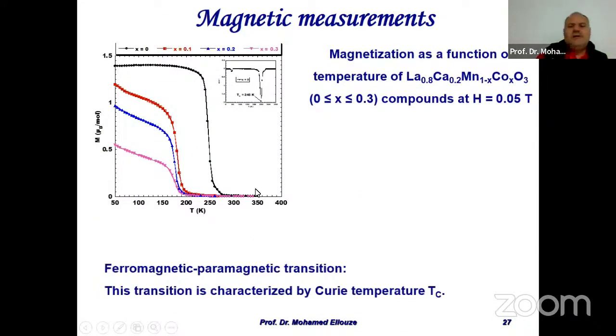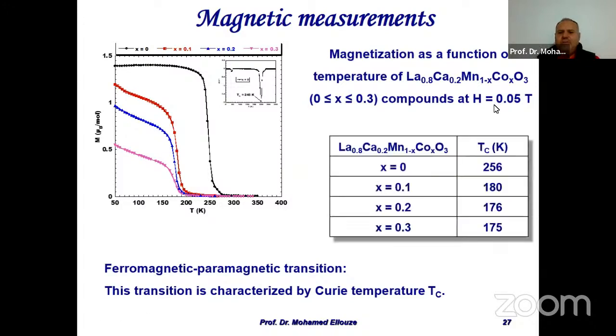Now I will talk about magnetic measurements, which is very important in our study. Here we have magnetization as a function of temperature of this kind of sample with an applied magnetic field of about 0.05 Tesla. We can see that we have a paramagnetic to ferromagnetic state transition with decreasing the temperature and with increasing the content of the sample.